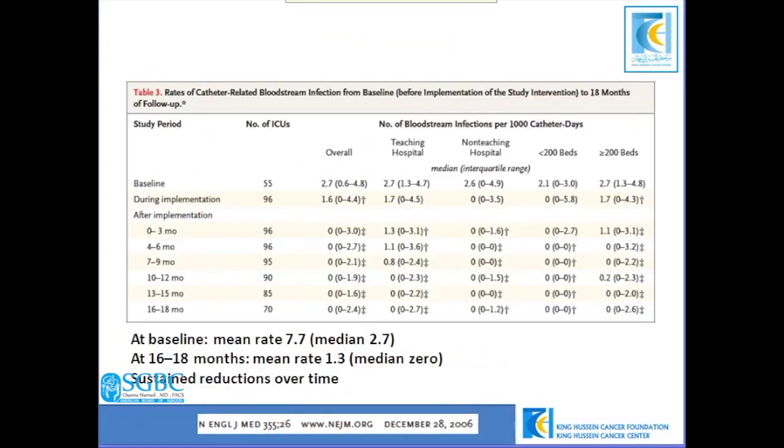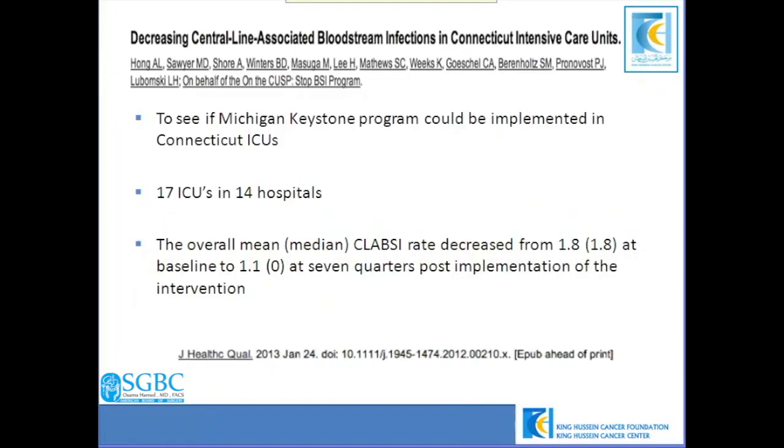What are the results? Just look carefully here. This is where this started. A median rate of 2.7. Within 3 months of implementation, it went down to 0. Now, the median was 7.7, and after implementation, it's down to 1.3. The thing is, it's not only within 3 months it dropped. The drop was sustained over an 18-month period. This was true for all types of hospitals who participated, regardless of whether teaching versus non-teaching, regardless of the bed numbers. So basically, five simple interventions dropped the rate down to 0 at more than 100 ICUs.